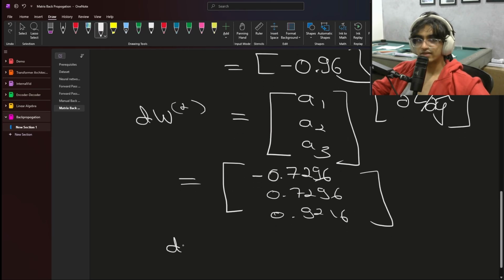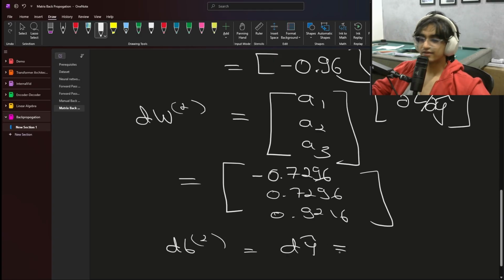Similarly, we're going to find db2. Our db2 is just going to be dy cap. Again, if you just take the derivative, you'll understand. It's just filling out the partial derivatives.